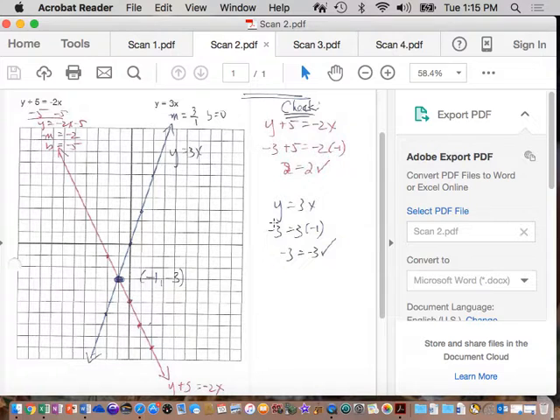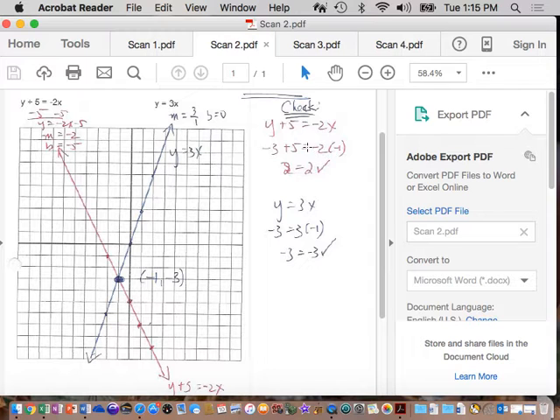Guys, head in the game. Even if your answer is wrong, if you try to do the check the right way, you're going to get the 3 points for doing the check. But make sure you write both equations and you check both answers in both equations. All right? Any questions? No.